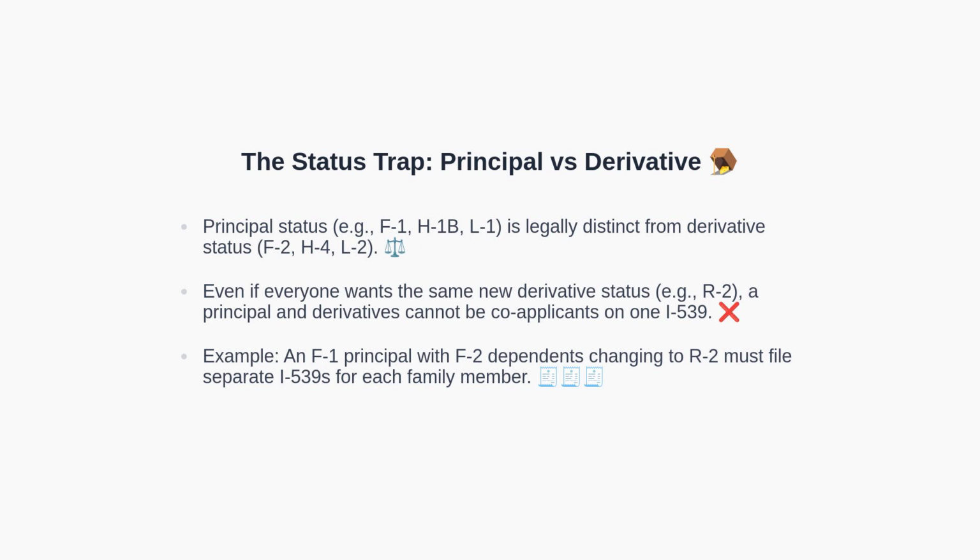Here is the trap. Principal statuses such as F1, H1B, or L1 are legally distinct from derivative statuses such as F2, H4, or L2. Because of this distinction, a principal and a derivative do not have identical current statuses. Therefore, they cannot be co-applicants on a single I-539, even if they are all changing to the same new derivative status, such as R2. In that scenario, each family member must submit a separate I-539.